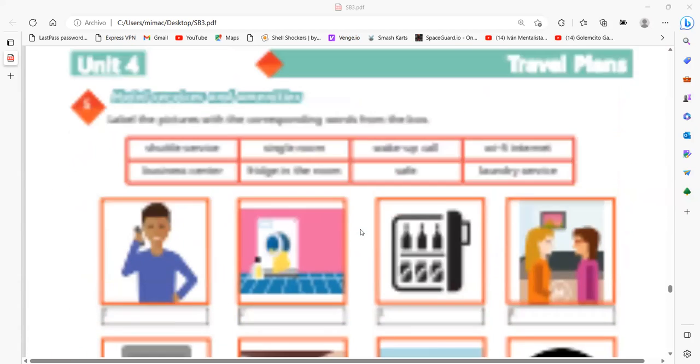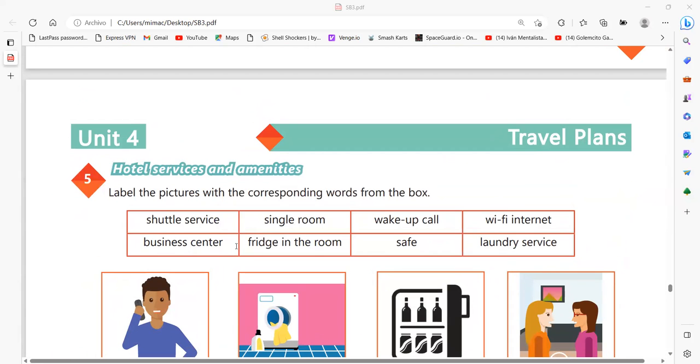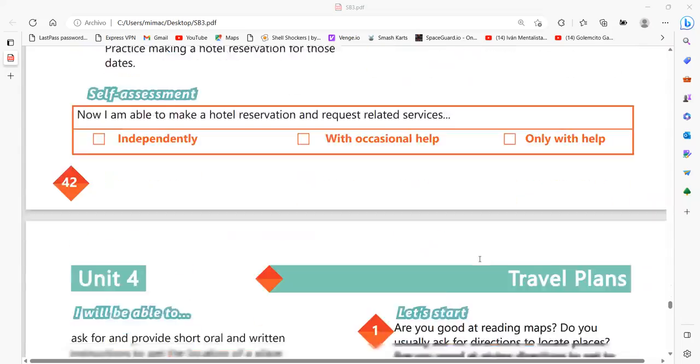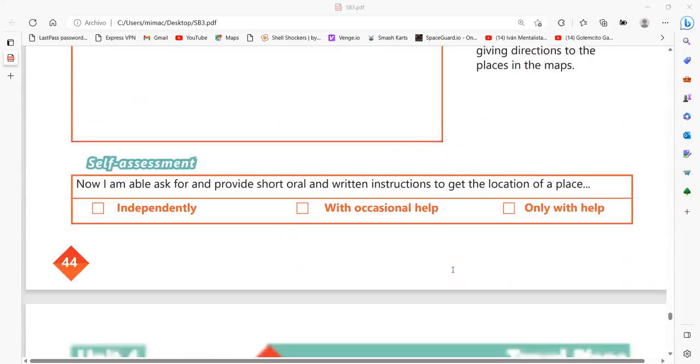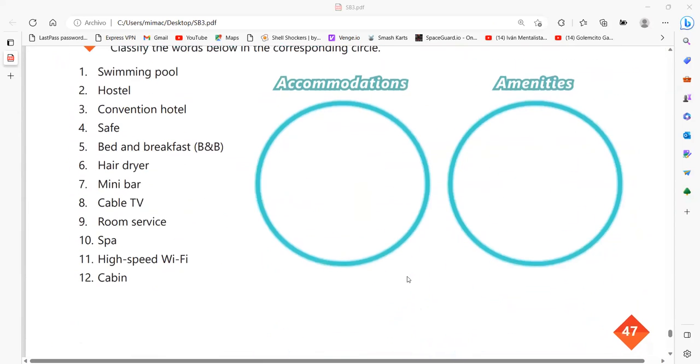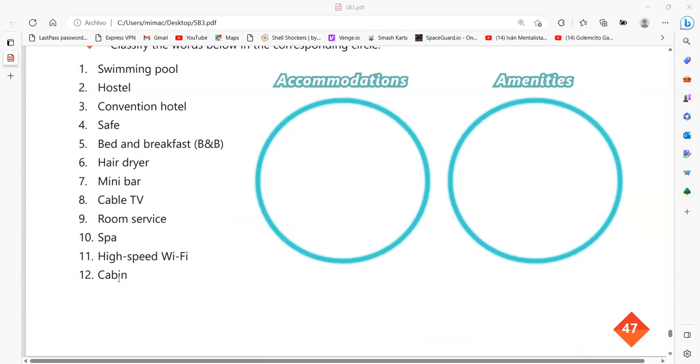And you have some in here, yeah? Shooter service, business center, single room, fridge in the room, wake up call, safe, Wi-Fi, internet, laundry service. So, Carlos, what was your question? Please say it again. What does cabin means? Cabin, yes. It is a kind of a small house, like similar to a bungalow. Oh, okay. It's a cabin. Okay, thank you.